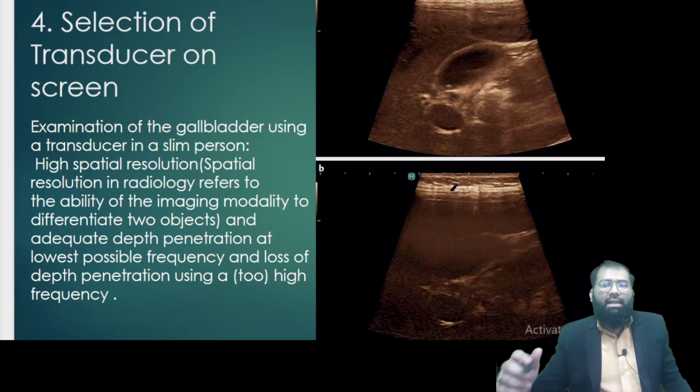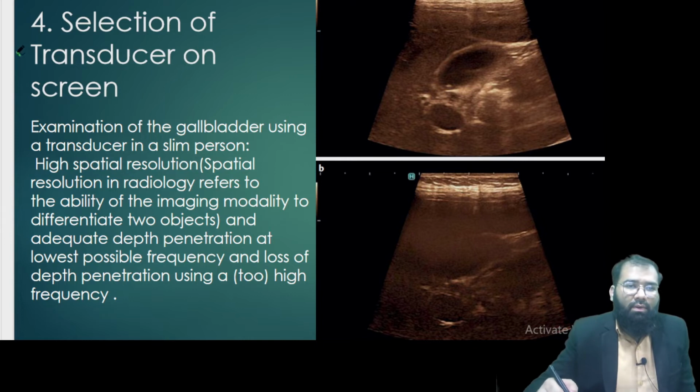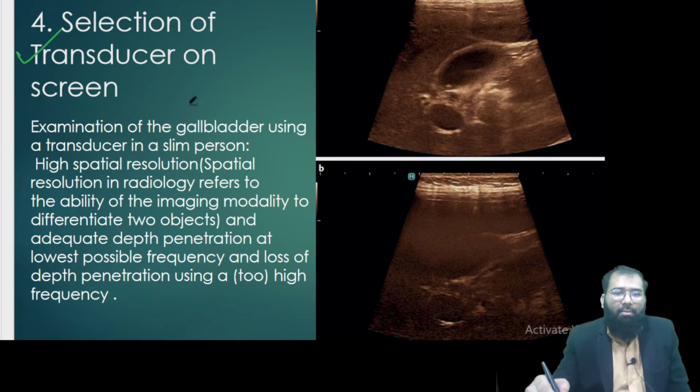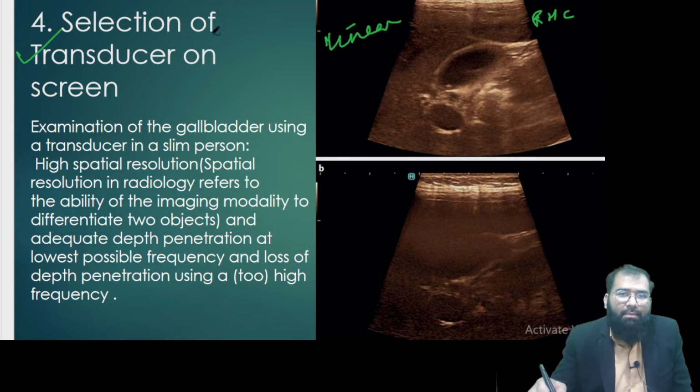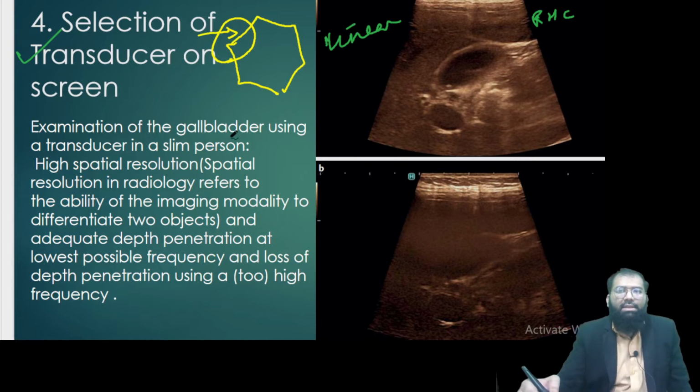So now, selection of transducer. This is what you have to select depending upon whether the patient is fat or thin. Here you have two images. Number one, this is the image taken by a linear probe in a patient, and this is the probe kept in the right hypochondriac region, RHC. This is the region which is being examined on ultrasound.